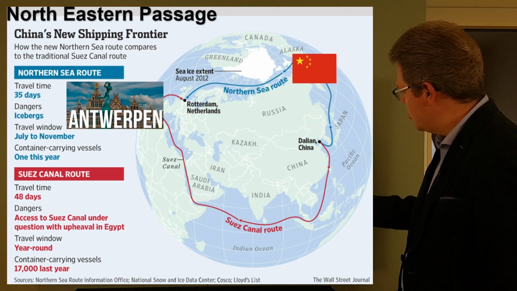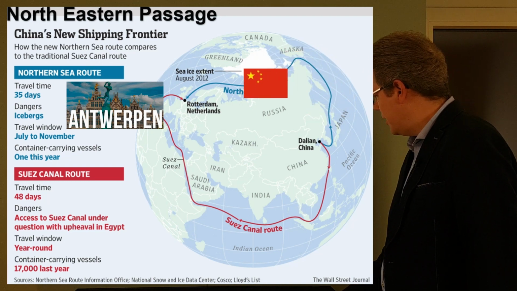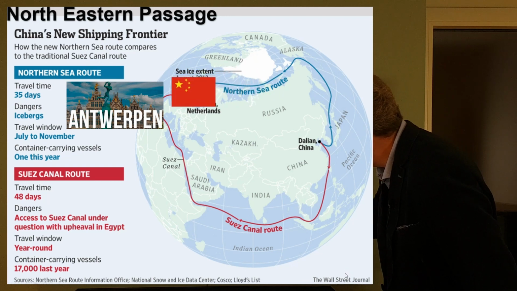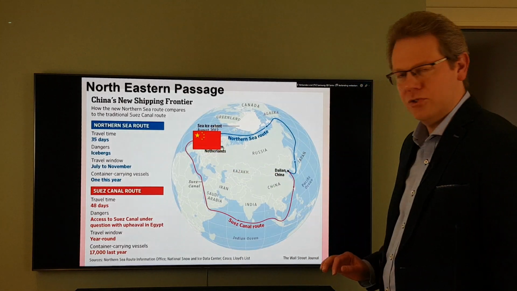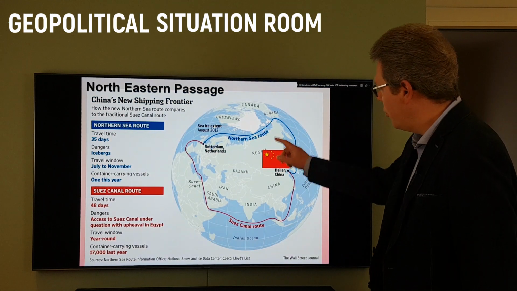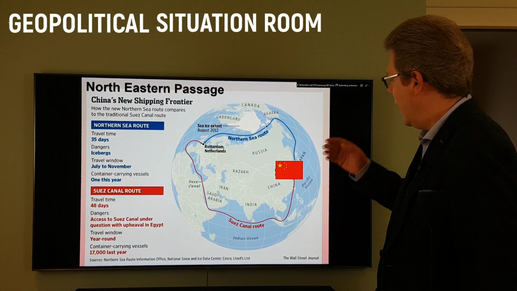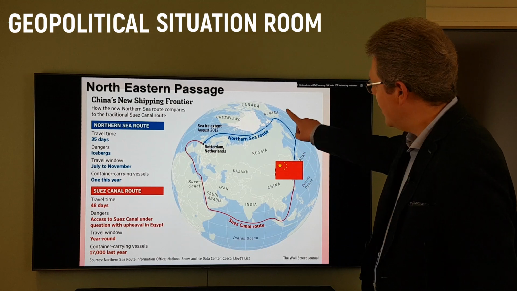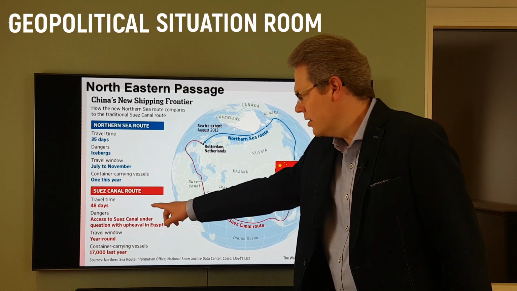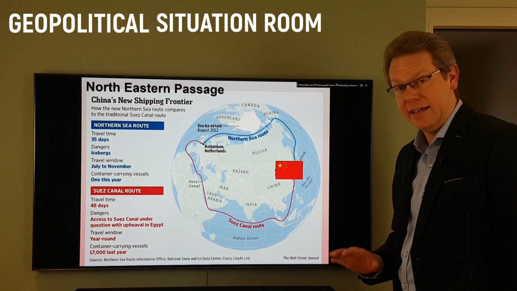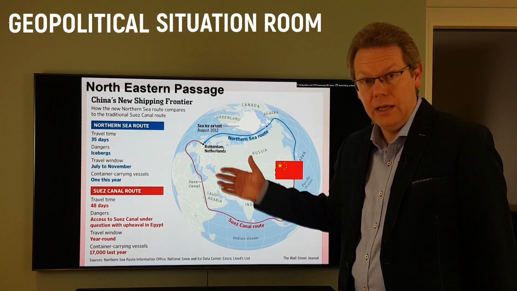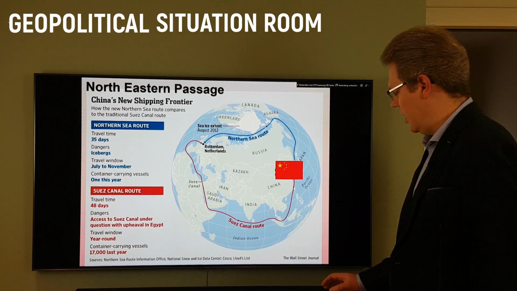But anyway, next to that joke, we see that, of course, many ships depart from Asia. Traditionally, they would take the route of the Suez Canal through here towards Rotterdam or Antwerp. Nowadays, they could go through the North Sea route. And if they would go through the North Sea route, then it would be much shorter. As you see, 35 days compared to 48 days. So that's already quite a difference.